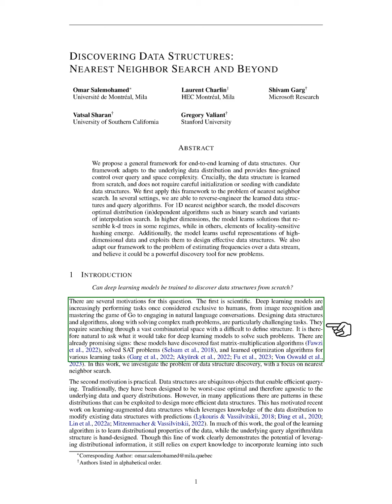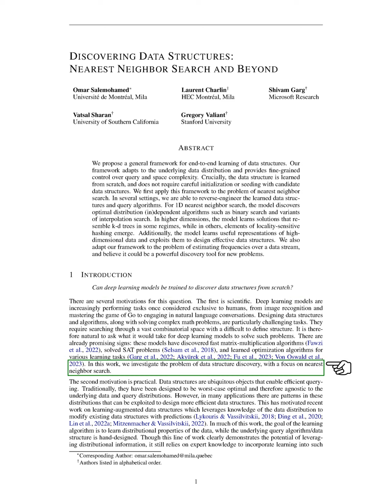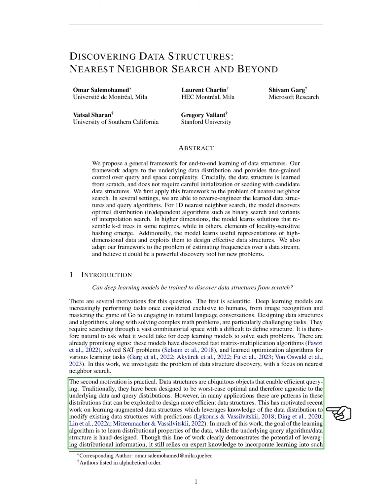There are already encouraging examples where models have discovered efficient algorithms for matrix multiplication, solved SAT problems, and developed optimization techniques for various tasks. Our focus here is on discovering data structures, specifically for nearest neighbor search. Second, we have practical motivations. Data structures are essential for efficient querying, but traditional designs often aim for worst-case performance, ignoring the specific patterns in data and queries that could lead to more efficient structures.